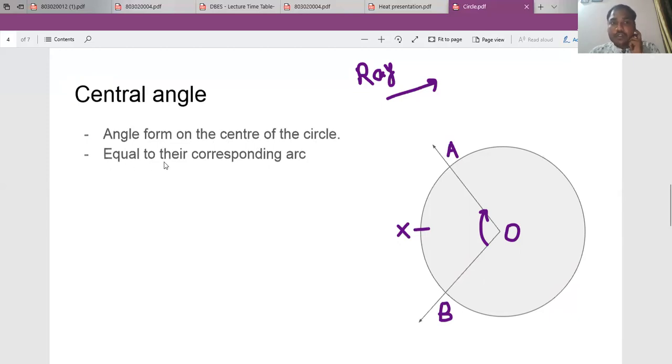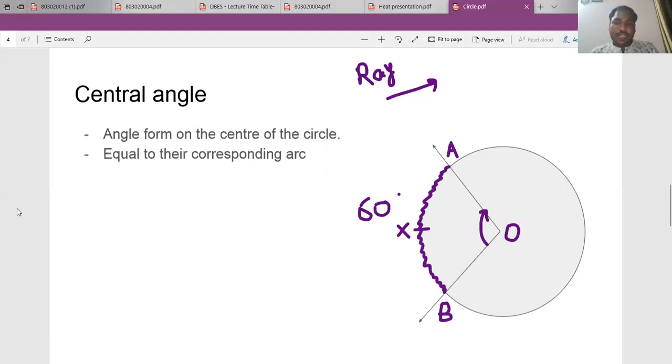What I have written as the next topic is: equal to their corresponding arc. What is the meaning of equal to their corresponding arc? Very simple. As I told you in a previous slide, this arc has some value in terms of degree. This arc is covering some angle in terms of degree. Let's see, this arc is covering a 60 degree angle.